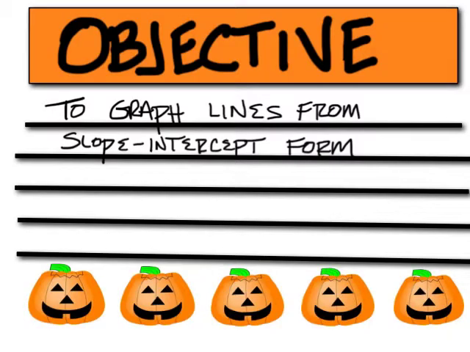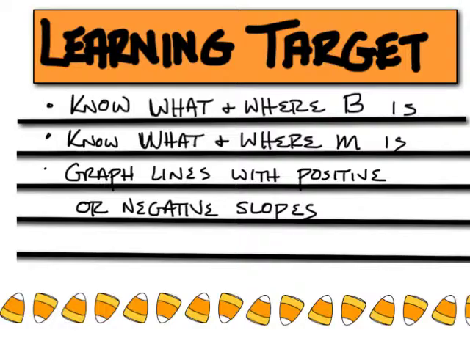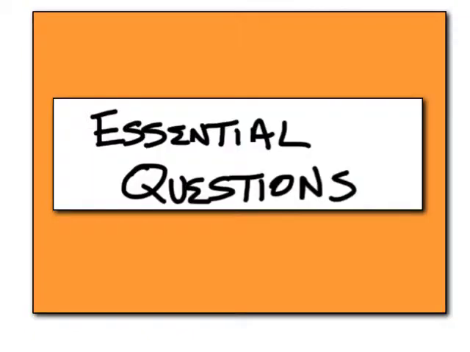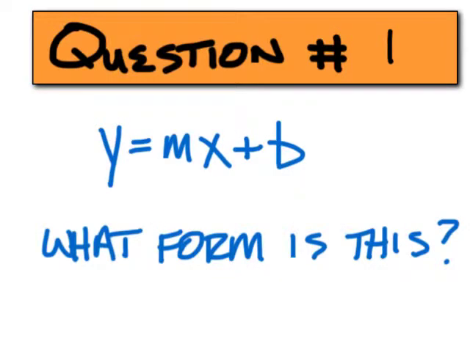The objective today is to graph lines from slope-intercept form. And underneath that, we're going to have several different things to look at. Know what and where b is, know what and where m is, and graph lines with positive or negative slopes. And even underneath this one, there are things we have to do before we cover everything. Essential questions to start off with.